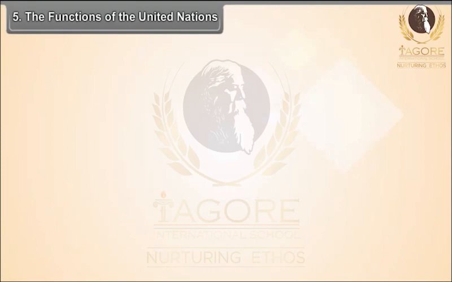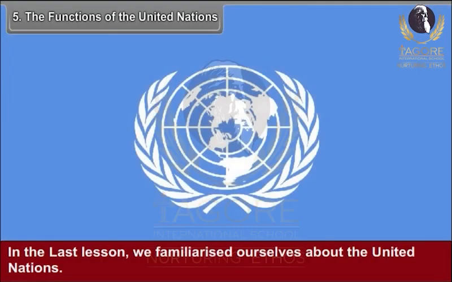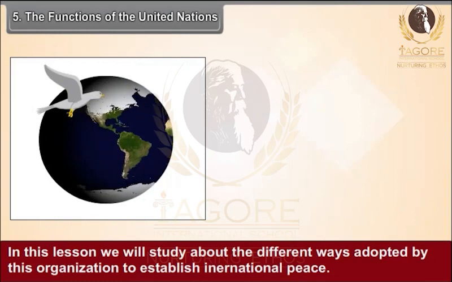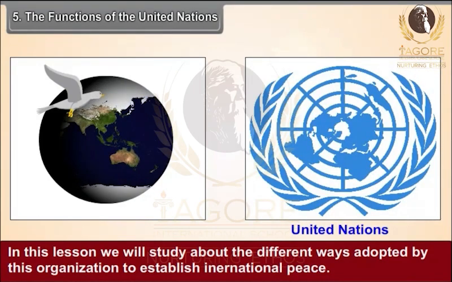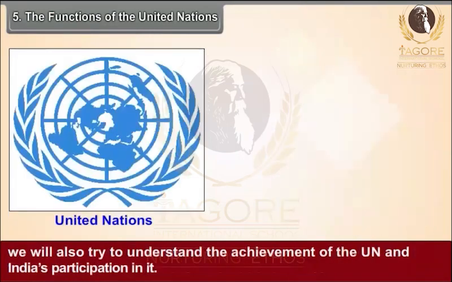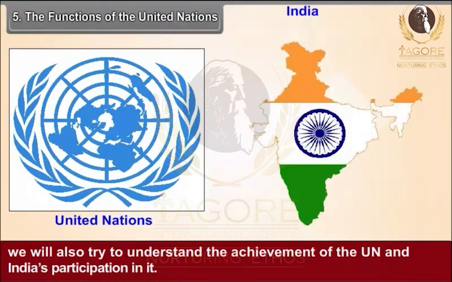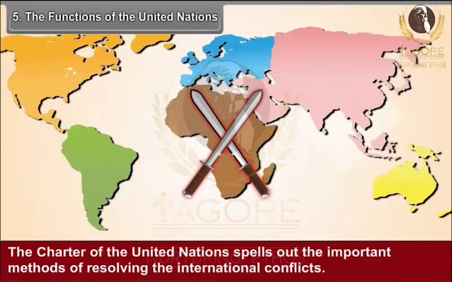Chapter 5: The Functions of the United Nations. In the last lesson, we familiarized ourselves with the United Nations. In this lesson, we will study the different ways adopted by this organization to establish international peace. We will also try to understand the achievements of the UN and India's participation in it. The Charter of the United Nations spells out the important methods of resolving international conflicts.